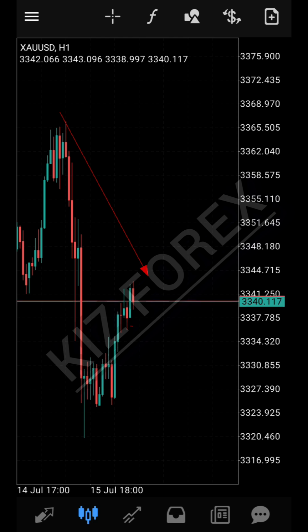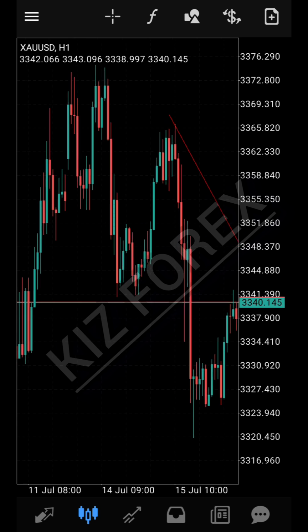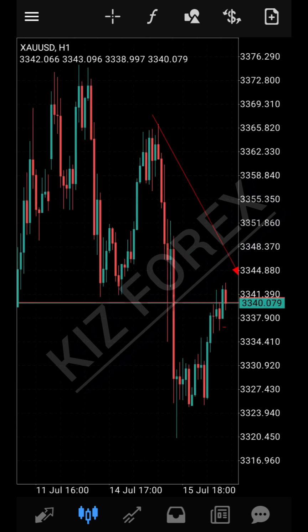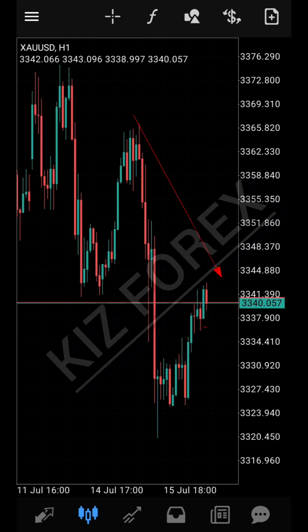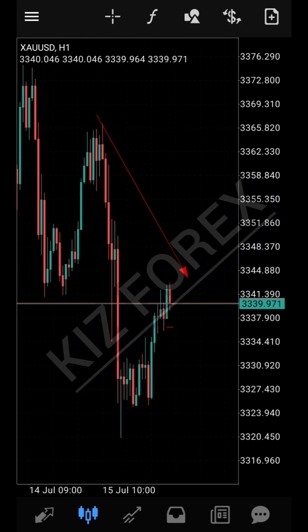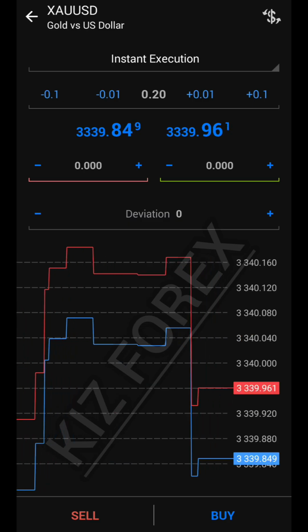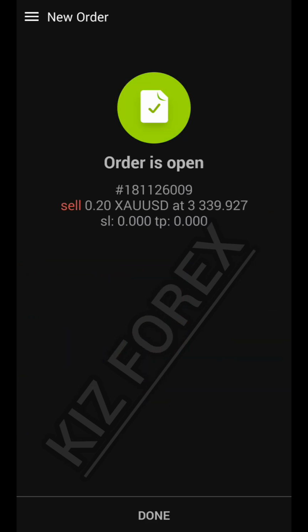So we are targeting this. As you can see, it's doing lower highs, lower lows. So we are targeting the next lower low from this lower high that we are in right now. So let's enter some positions and see where this market will take us.